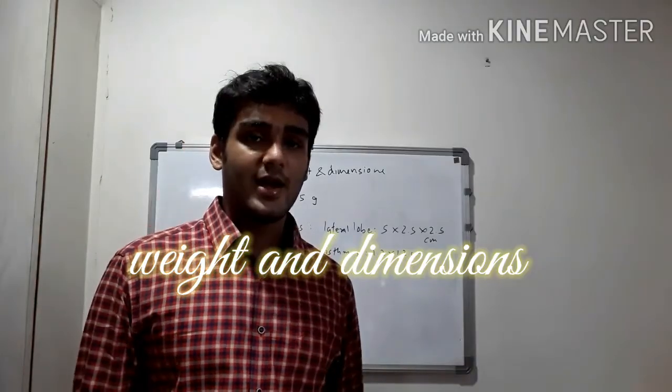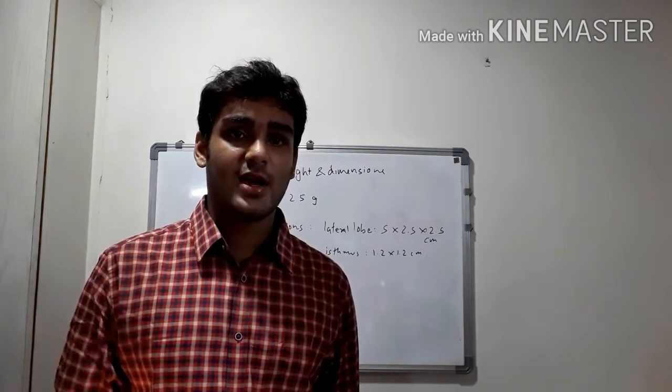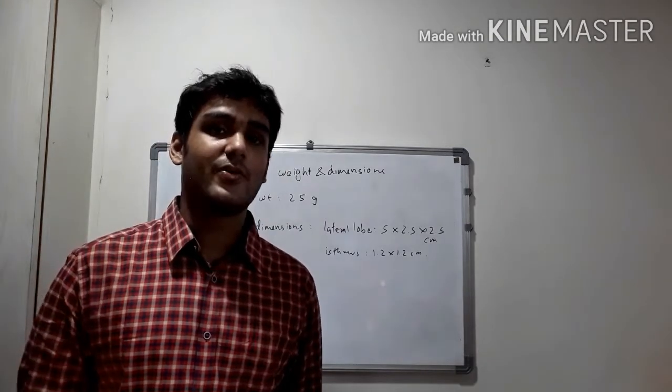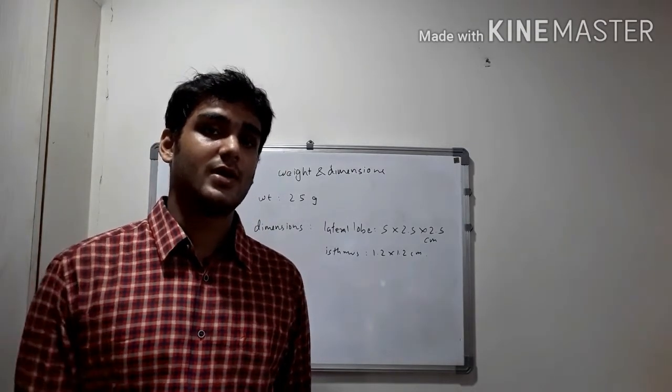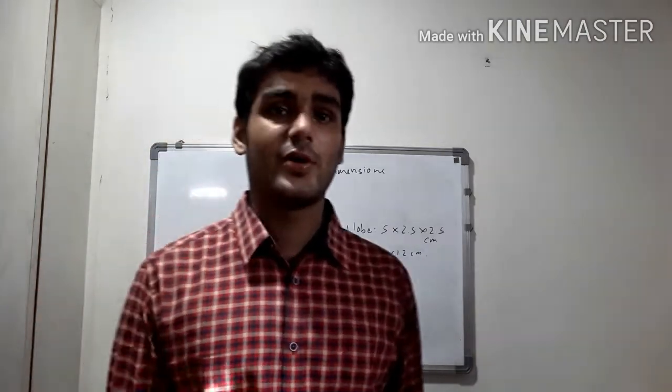So now talking about the weight and dimensions of the thyroid gland. The thyroid gland weighs about 25 grams on average. Talking about the dimensions of the lateral lobe, each lateral lobe has dimensions of 5 into 2.5 into 2.5 centimeters. And the dimensions of the isthmus are 1.2 into 1.2 centimeters.